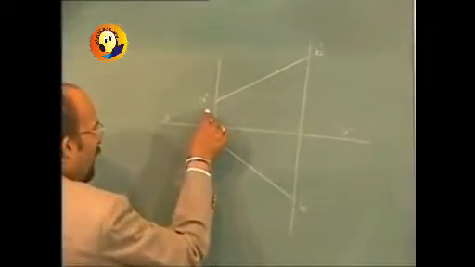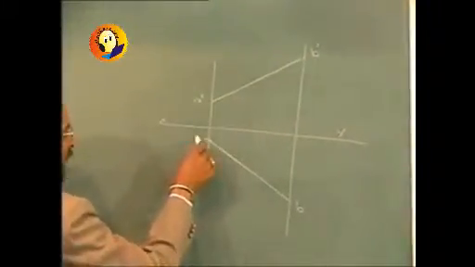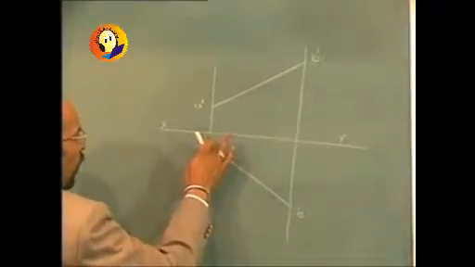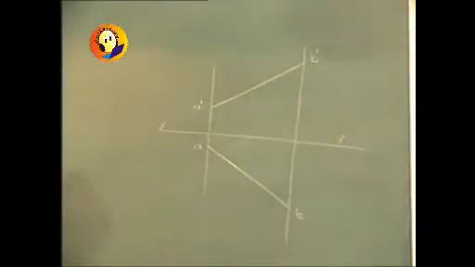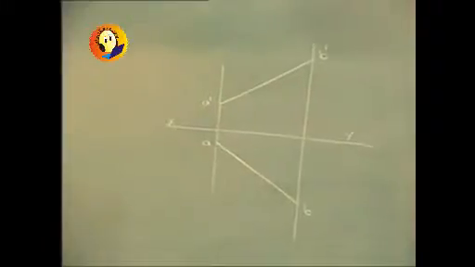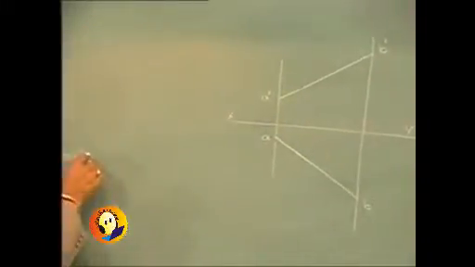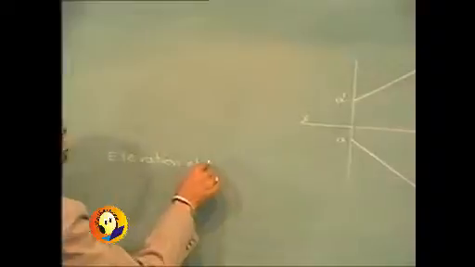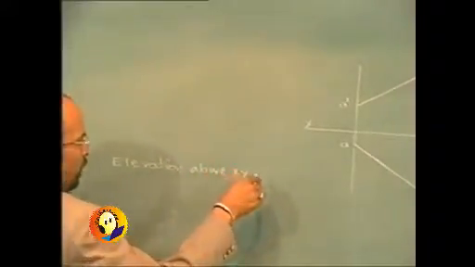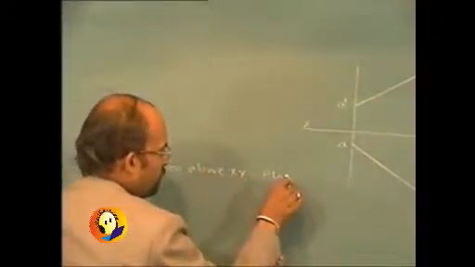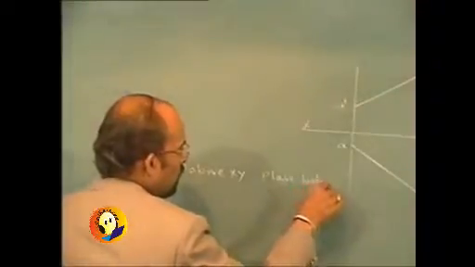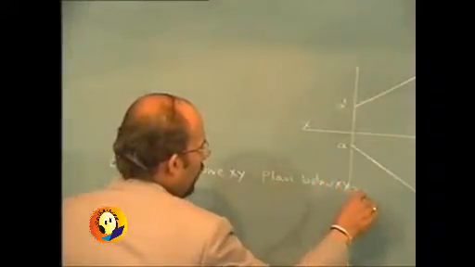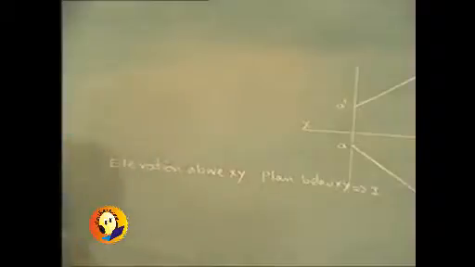Point A is above the horizontal plane and in front of the vertical plane, or you can always remember that elevation above XY, plan below XY, the point will belong to the first quadrant. Another description that I am giving you over here is elevation above XY line, plan below XY line, point will belong to the first quadrant.